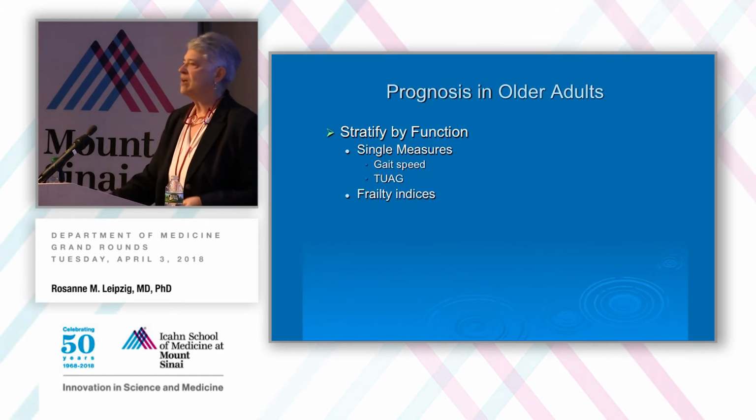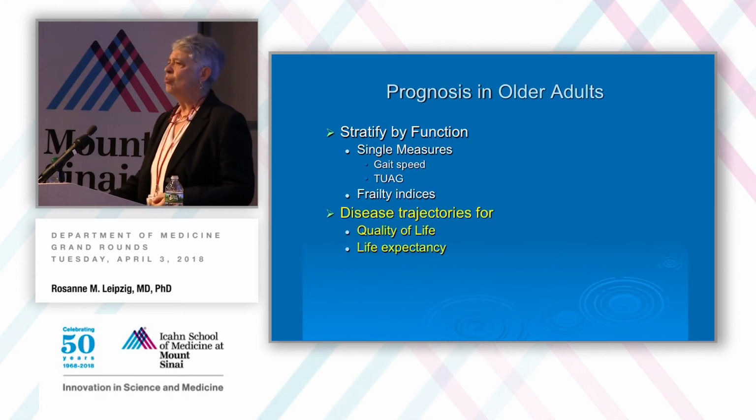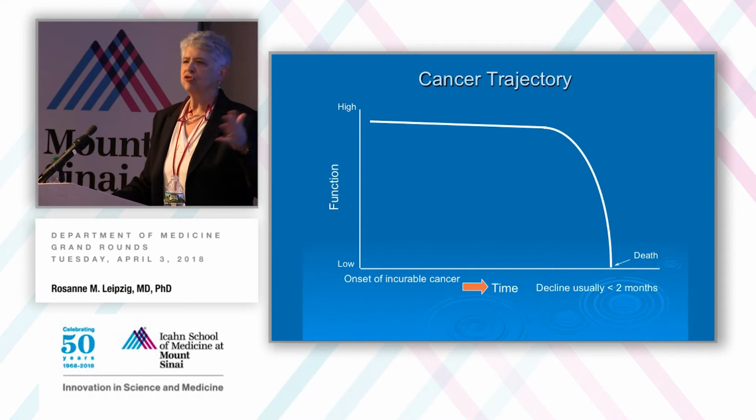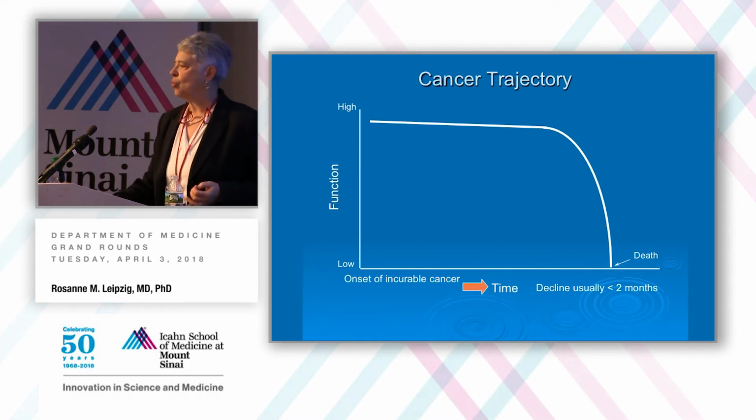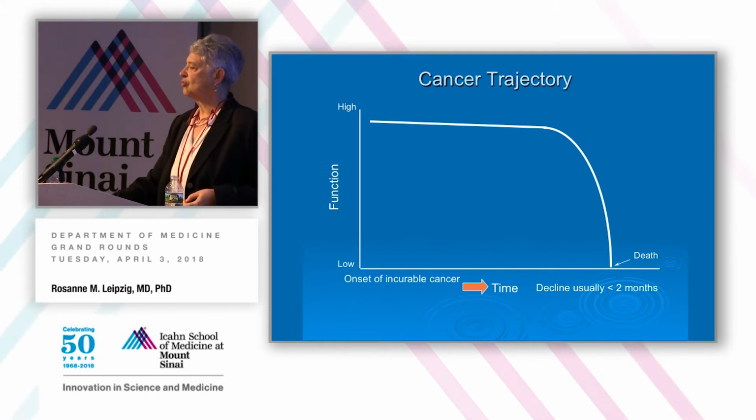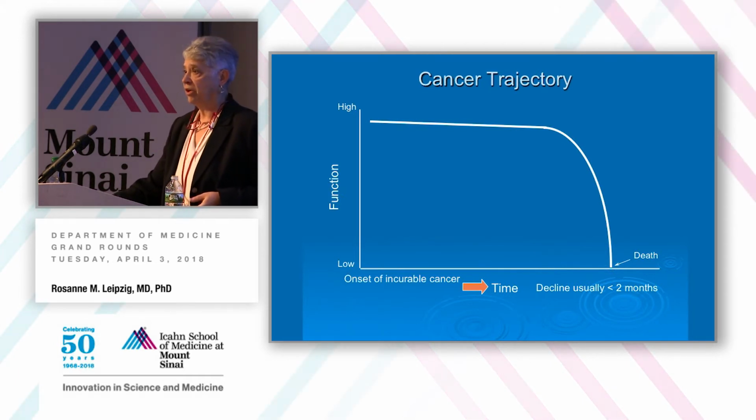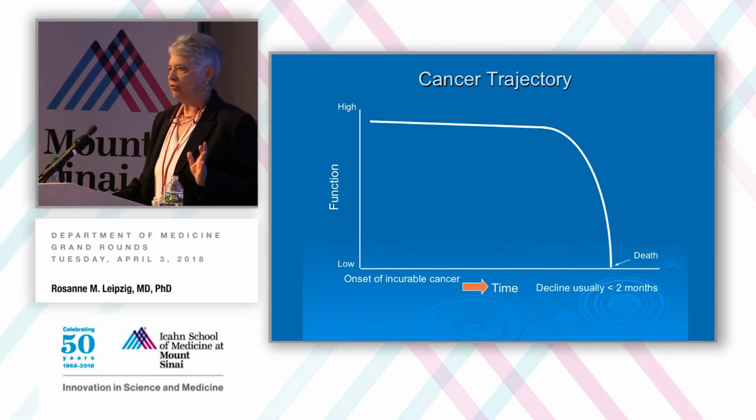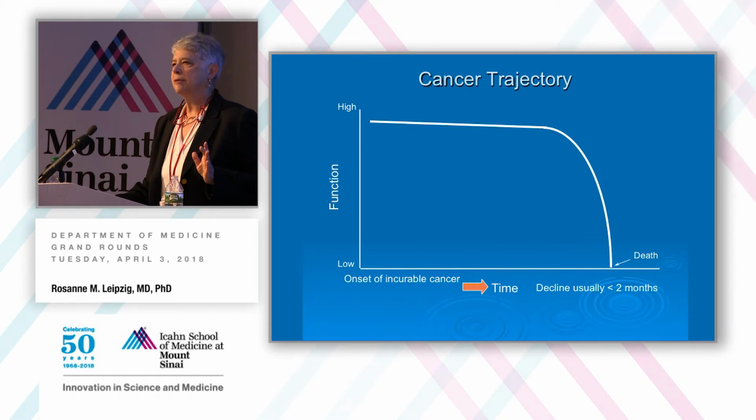So that's stratifying by function. How about disease trajectories for quality of life and for life expectancy? My guess is that many of you have seen these trajectories. Okay, they've been out there for a while. This is the cancer trajectory. This is function on each of these slides I'm going to show you. This is the onset of incurable cancer. And this is function, which goes pretty well until it doesn't. And usually that's about a 2-month period. Okay.